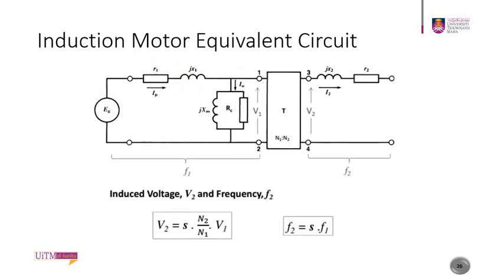From here you can also calculate the induced voltage, for V1 and also for the frequency F2. V2 is the slip S times the ratio N2 to N1 times V1, sorry, V1, not input. Then you have your frequency F2 equal to slip times F1.